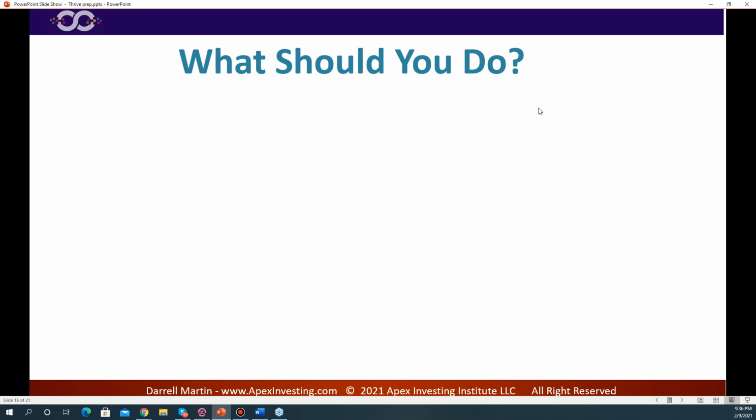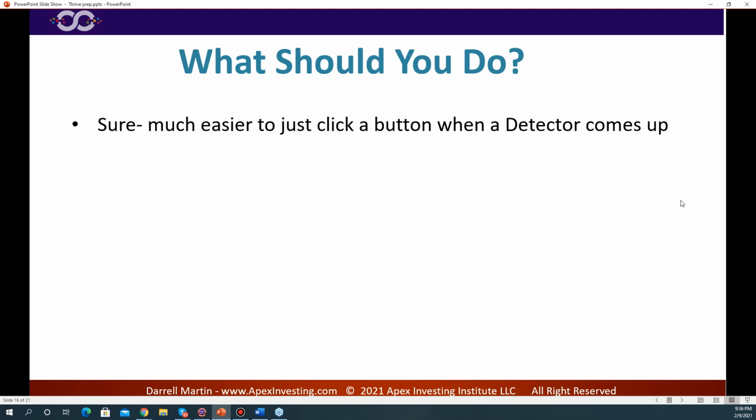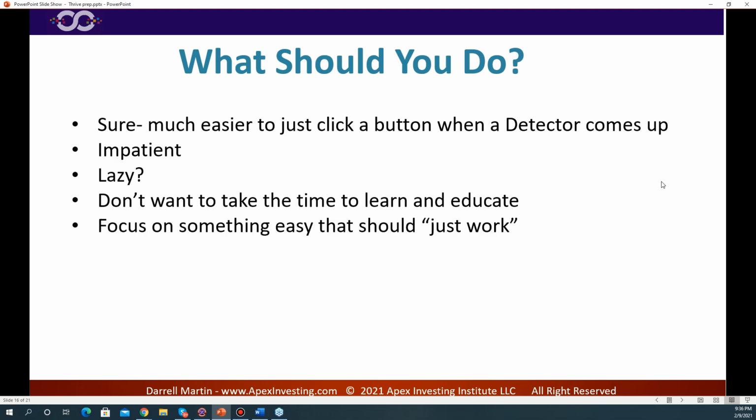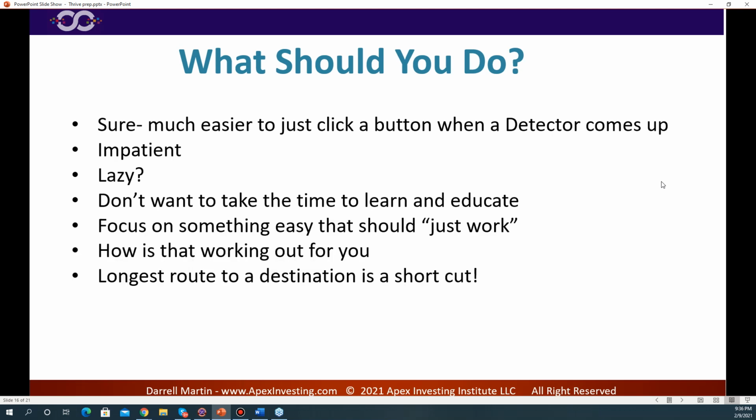Okay? So, yes, it's much easier just to click a button when a detector comes up, or to be impatient, or even be lazy, or you don't want to take the time to learn. You want to find something that just works. Okay? Like someone mentioned earlier, the longest route to a destination is a shortcut. I ask again, for those of you that are just taking every trade of the detector, or taking every trade of Simplicity without a filter, how is it working out for you?